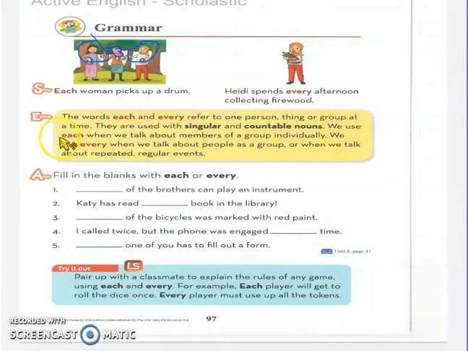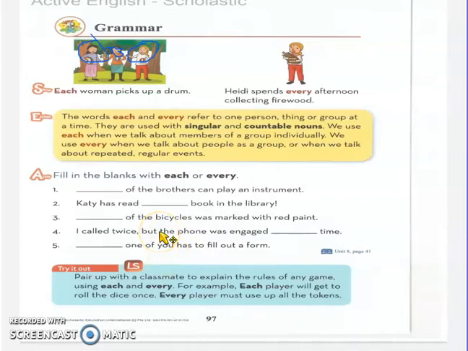And we use each when we talk about members of a group individually. حكينا إنه each بنستخدمها لما نحكي عن الأشخاص بشكل فردي في المجموعة. And we use every when we talk about people as a group. نحكي عن هاي الأشخاص كمجموعة، group مجموعة. وحكينا عن الاستخدام الآخر ل every, when we talk about repeated regular events. لما نحكي عن أحداث تحدث بشكل منتظم, as we talked about in this example.